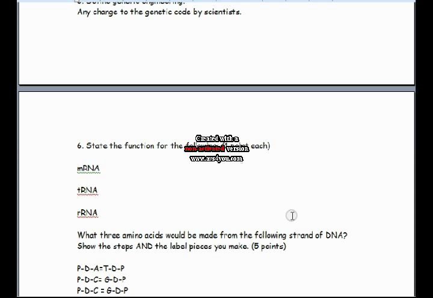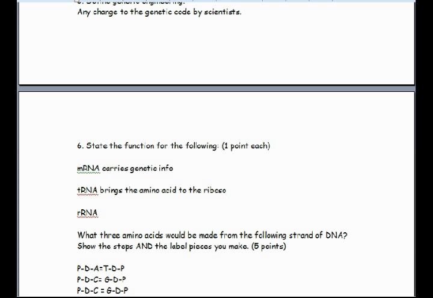State the function for the following. You'll need messenger RNA, transfer RNA, and ribosomal RNA. Messenger RNA carries the genetic information. Transfer RNA brings the amino acid to the ribosome, and then ribosomal RNA reads messenger RNA.